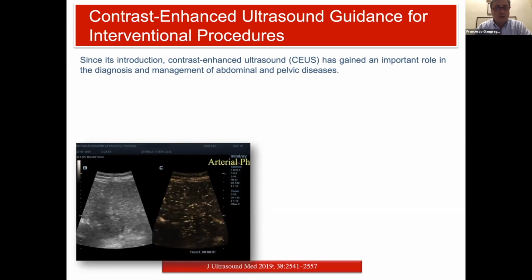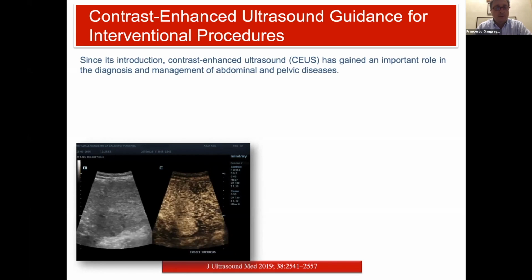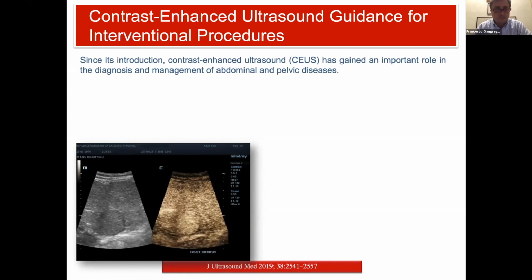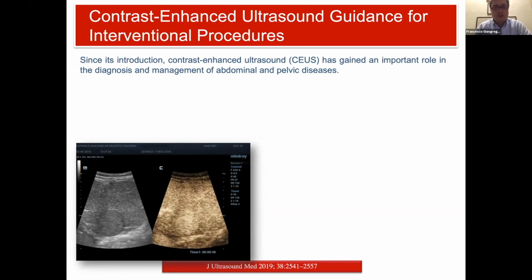You can see a simple case of a deep hepatocellular carcinoma with the new Mindray technology. You can study in a very simple way the vascularization of this deep nodule.